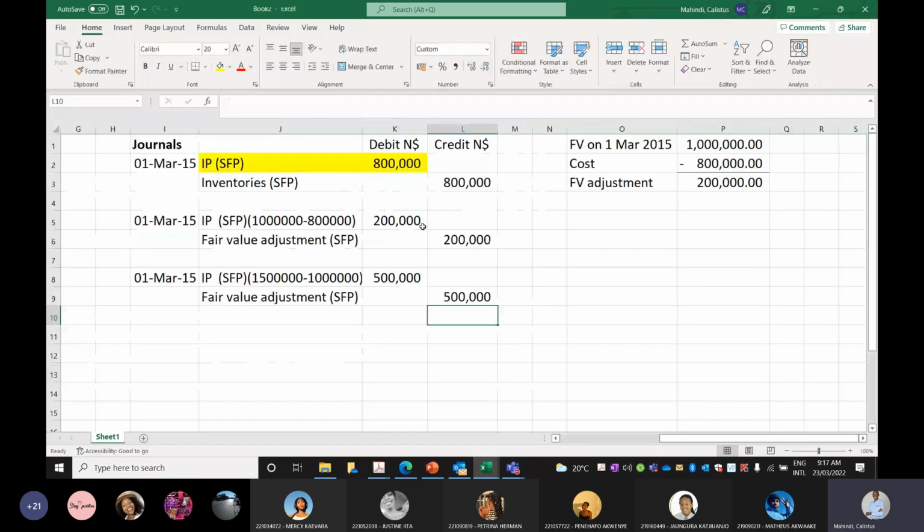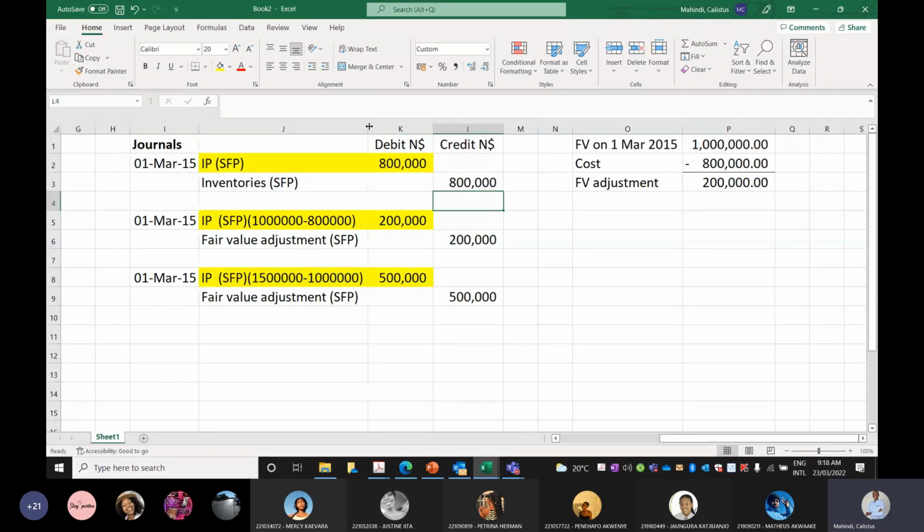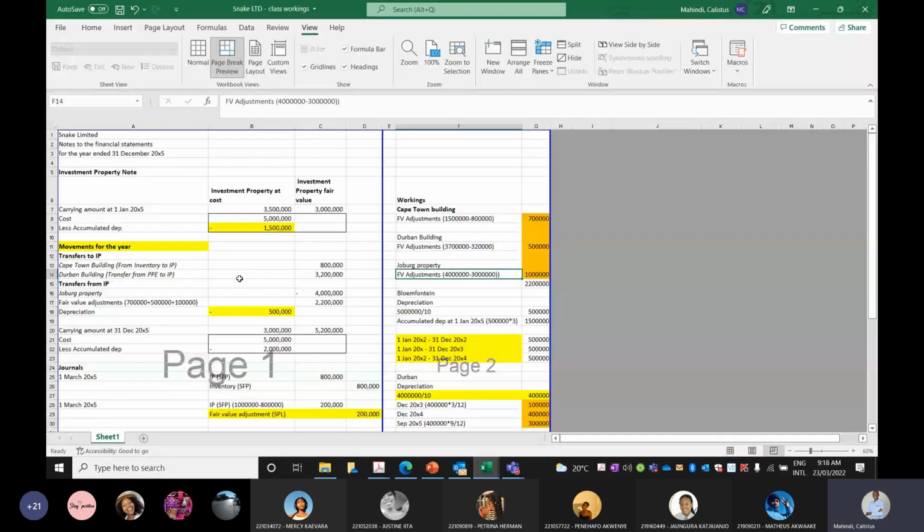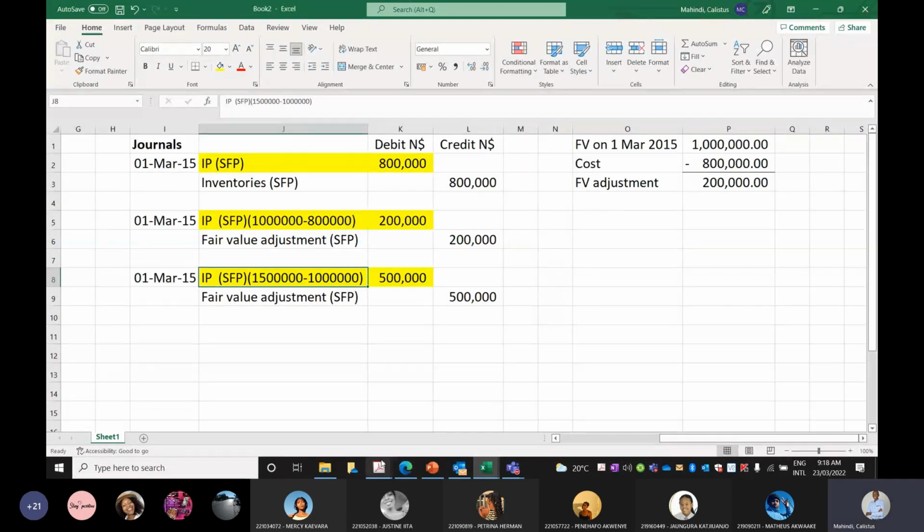Why am I doing this? I'm doing this because I want to show you that all of this that I'm highlighting in yellow will form part of our investment property note. All of this part where I debit investment property means there's a change in our investment property. Are we together? Yes, sir. All right, so let us go on. That was the first property, the one in Cape Town.